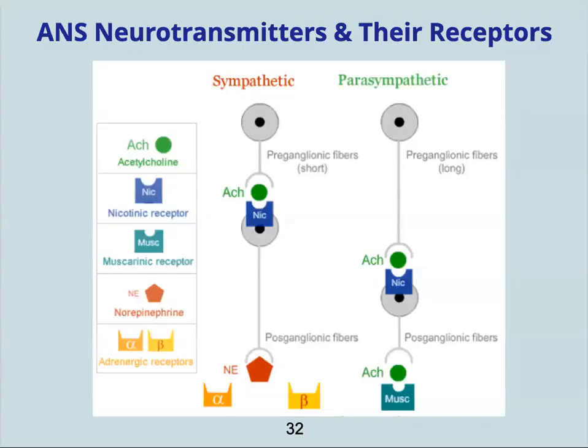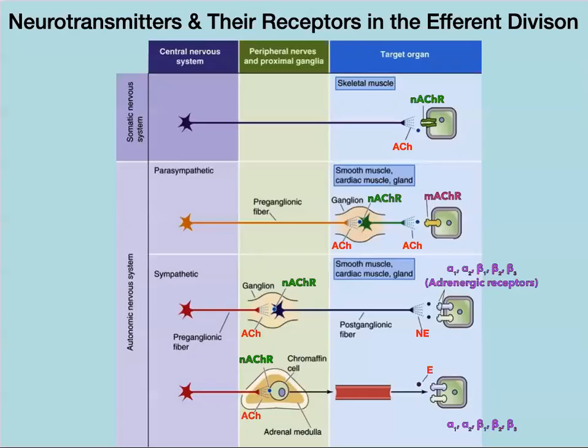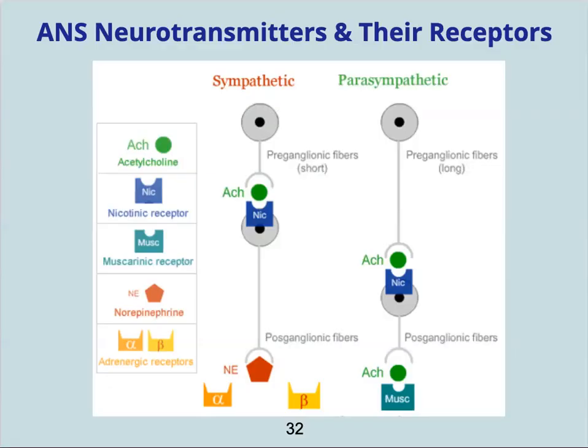So this image is pretty much the previous image, but just without the somatic nervous system component. I've included it here to help you remember where you can find each type of neurotransmitter and where you can find each type of particular receptor. And try to practice drawing this out so that you understand the concepts.